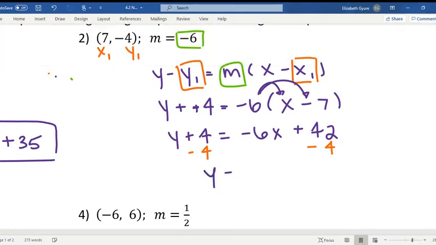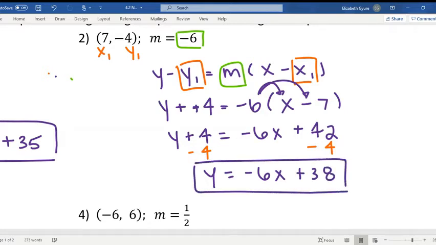So we would have y equals -6x. What's 42 minus 4? Plus 38. Good. We're saying goofy numbers, but that's okay. That's hence why I said we might want a calculator, right?